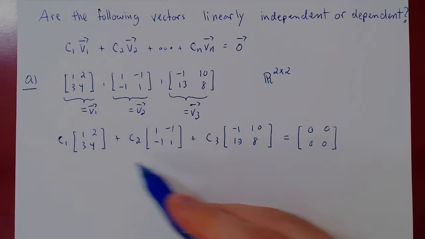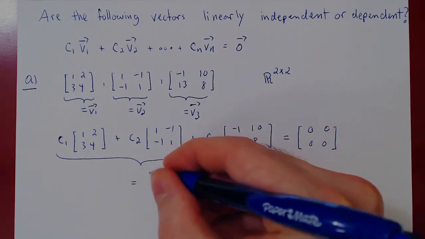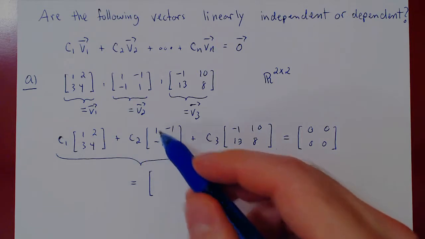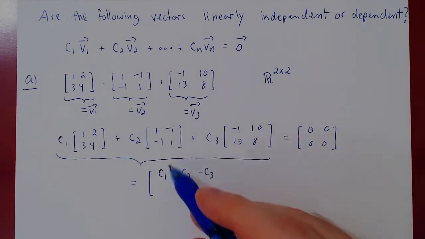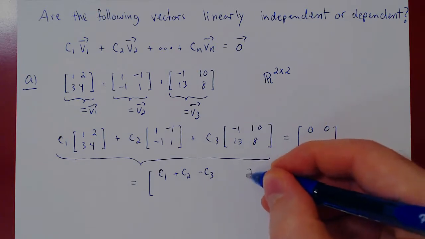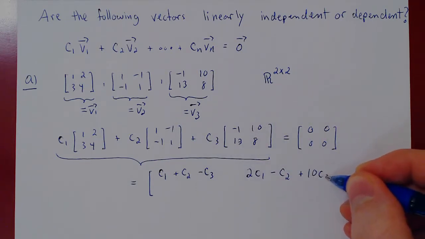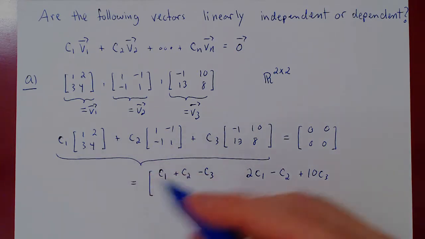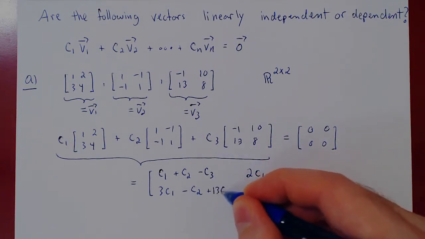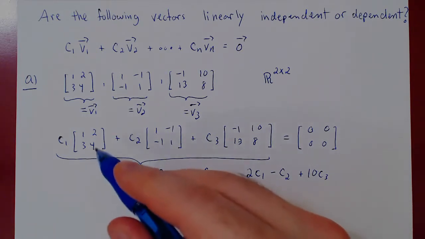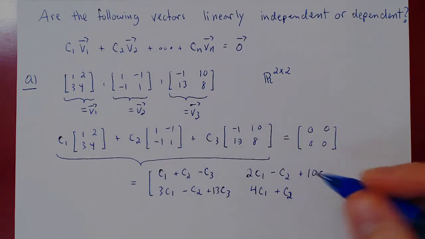Well, if we collapse this linear combination into a single matrix, we will obtain the following matrix. Entry 1,1 will be c1 plus c2 minus c3. Entry 1,2 will be 2c1 minus c2 plus 10c3. Entry 2,1 will be 3c1 minus c2 plus 13c3. And entry 2,2 will be 4c1 plus 1c2 plus 8c3.